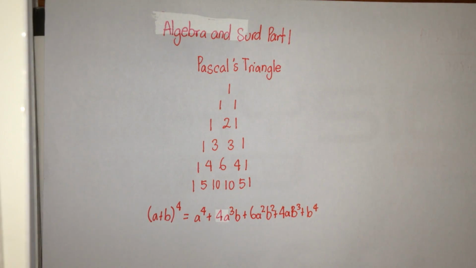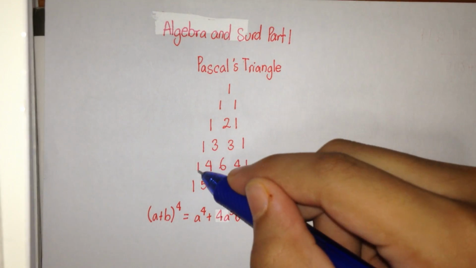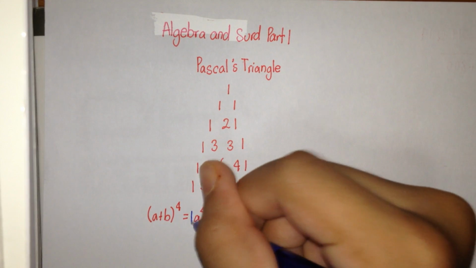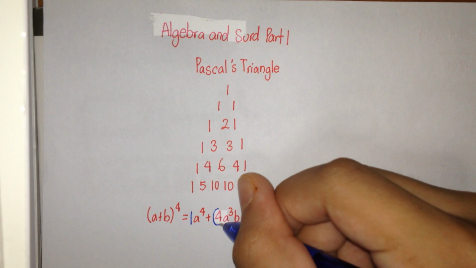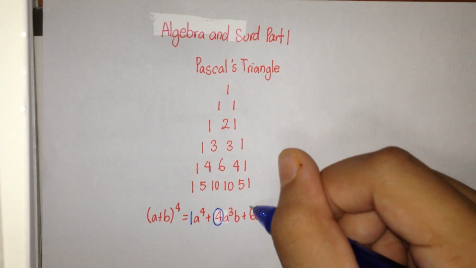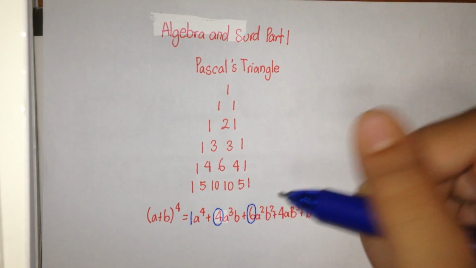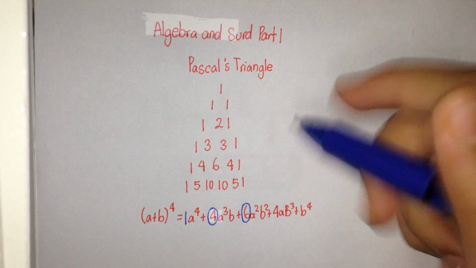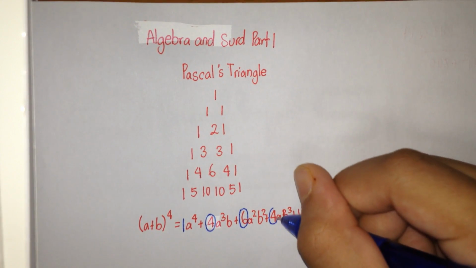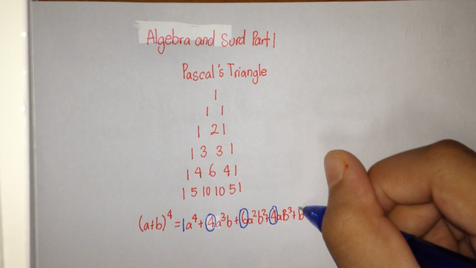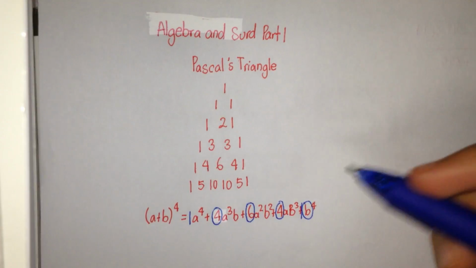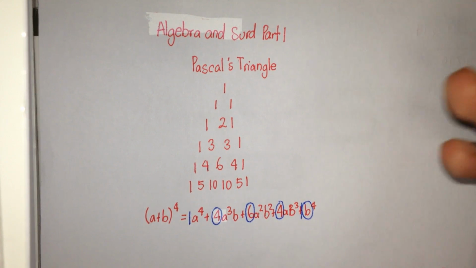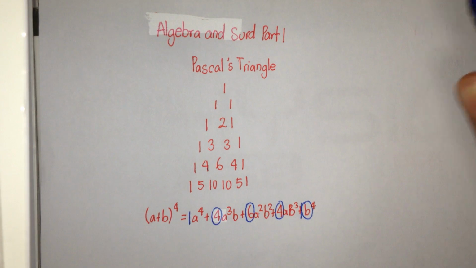Now, you may notice that this one will come here. So this one is followed here. There is a 4 coming here. There's a 6 coming here. There is a 4 coming here. And there is a 1 coming here. Using this theorem, it can help you expand and factorize certain algebraic expressions.